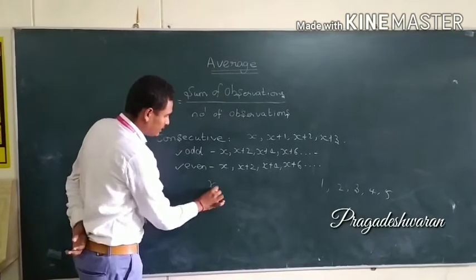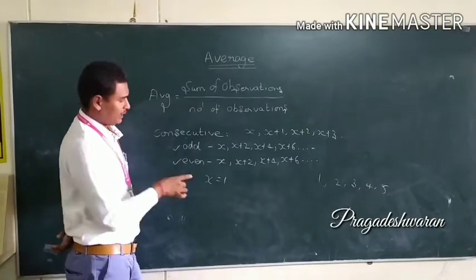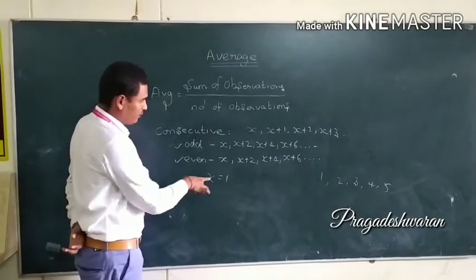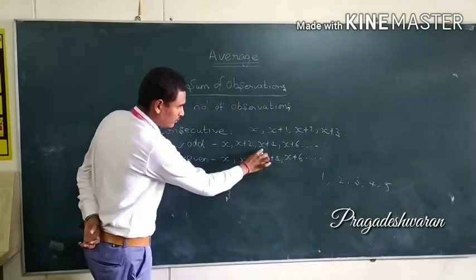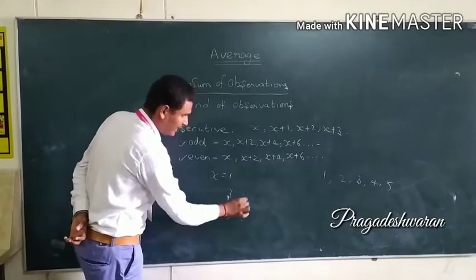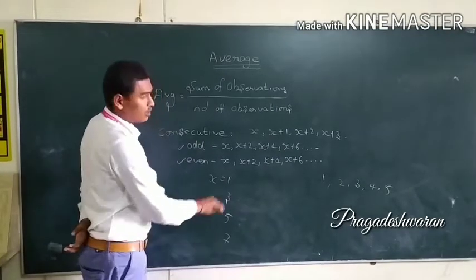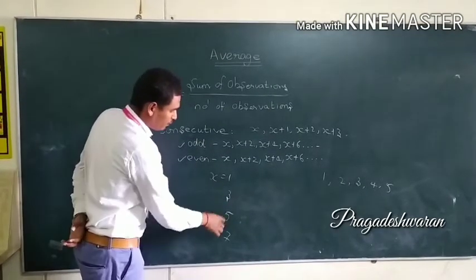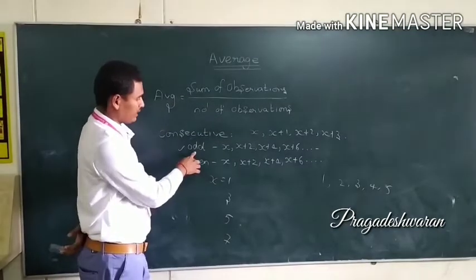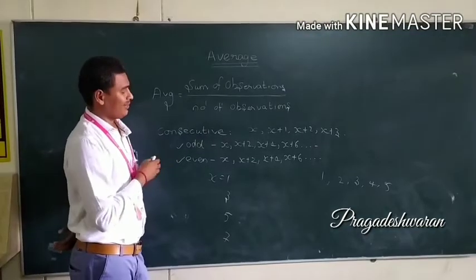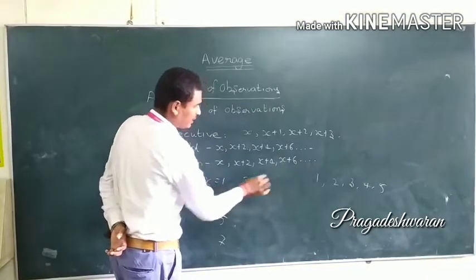So since it is an odd consecutive, you have to substitute any odd number in the place of x. If you are putting 1, then 1 plus 2 it is 3, and again 1 plus 4 it is 5. So 1 plus 6 it is 7. Now if there are 4 numbers and those numbers are odd numbers, then we say that is odd consecutive.